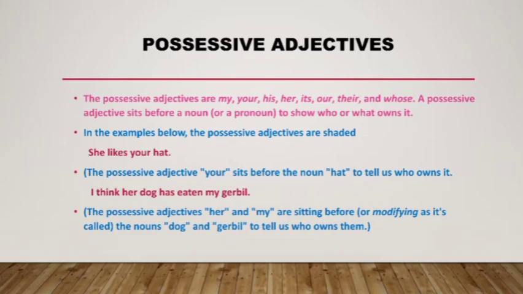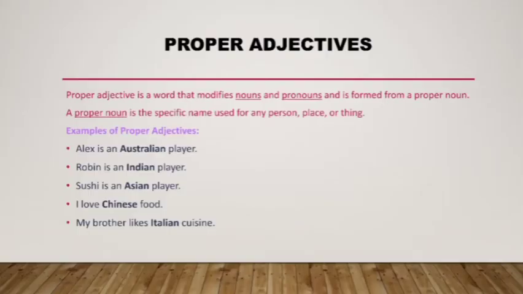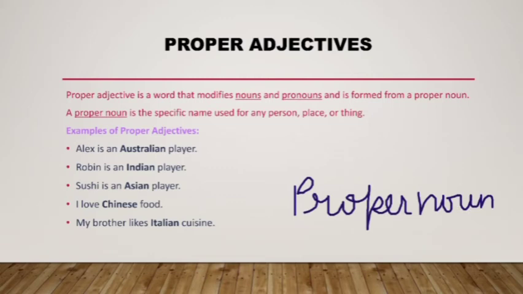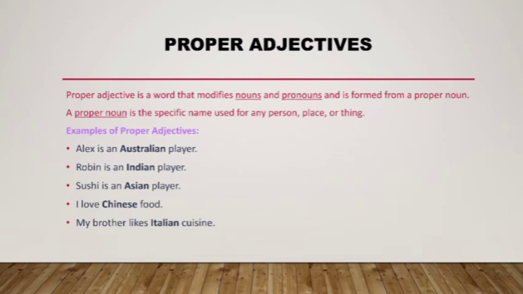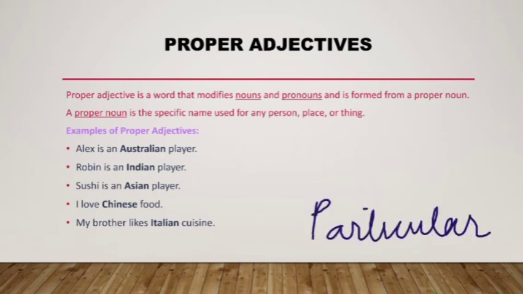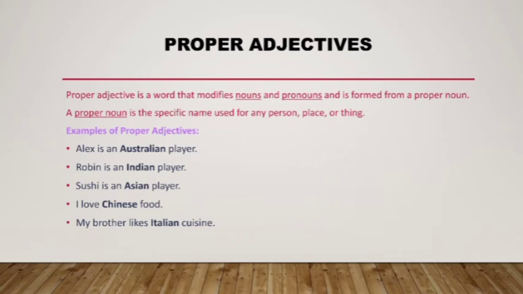Let's move forward to the next kind of adjective, that is proper adjectives. You have already studied proper nouns in a previous chapter. What is a proper noun? A proper noun is the name of a specific person, place or thing. So these proper adjectives are mostly formed from proper nouns. These adjectives are formed from the names of places like countries, states, cities, continents, and persons. Have a look at some of the examples here.